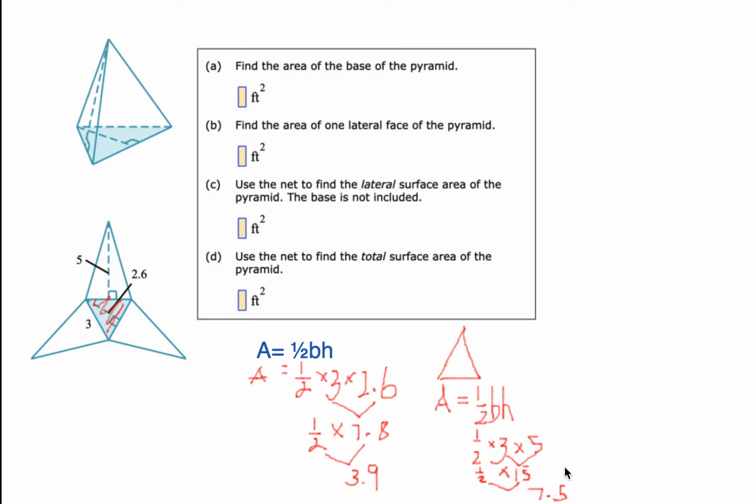I'm not labeling right now because I don't have a lot of room. And I hate using the marker anyways. So let's go up here. It says find the area of the base of the pyramid. Oh, we did. It's 3.9. In here, I'm going to put 3.9. I don't have room. I'm just going to put it right here. Okay. This one says find the area of one of the lateral faces of the pyramid. We just did. It was 7.5.